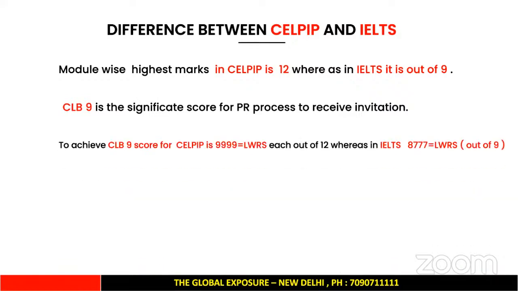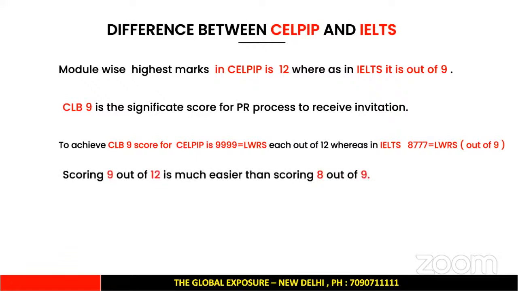Now, what do you have to achieve? You have to get CLB 9 out of 12 to get the required score. In case you are going ahead with IELTS, you need to get 8,777, which means 8 in listening, 7 in writing, 7 in reading, and 7 in speaking. But in the CELPIP exam, you need 9 in listening, 9 in writing, 9 in reading, and 9 in speaking as well. So you can clearly see that CLB 9 is equal to 8,777.